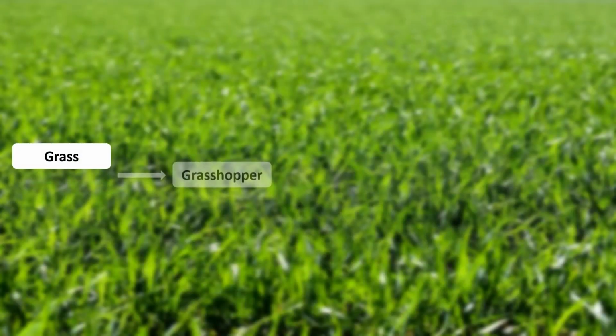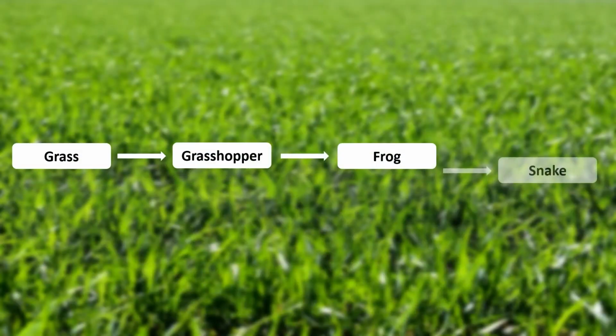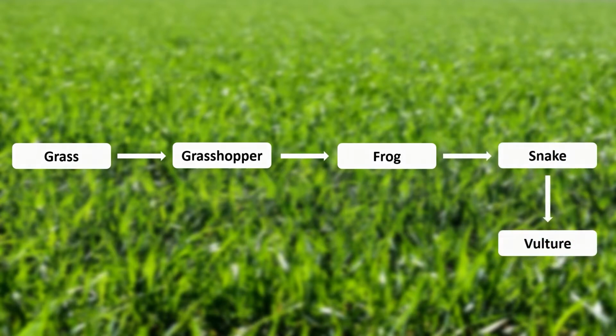Now this is a flow chart showing the food chain. A simple food chain starting from the grasses, then the grasshopper, then the frog, the snake, and the vulture. The grasses are eaten by the grasshopper, then the grasshopper is eaten by the frog, the frog is eaten by the snake, and the snake is eaten by the vulture.